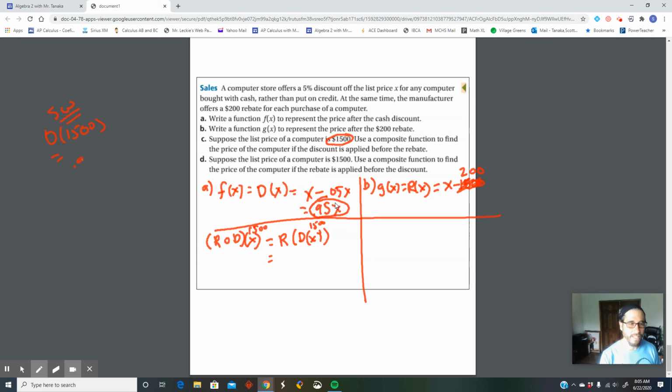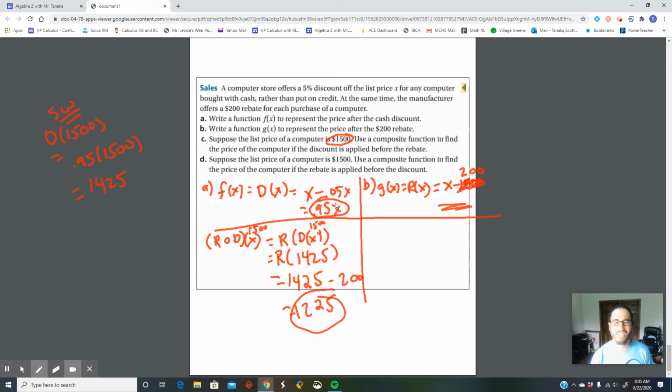So that means it's going to be 0.95 of 1500. And I did this math earlier. Let's see what I got as an answer in my little trusted notes. And if I did that, it's 1425. So far, ooh, I like it. Price is getting cheaper. Okay, so now it's R of 1425. Okay, now I'm going to use the R equation, and the R equation is over here, and it says I have a rebate where I am going to take $200 off. So if I use this example over here, I pay $1225 for that sweet new computer to watch my flipping classroom Mr. Tanaka notes at home.